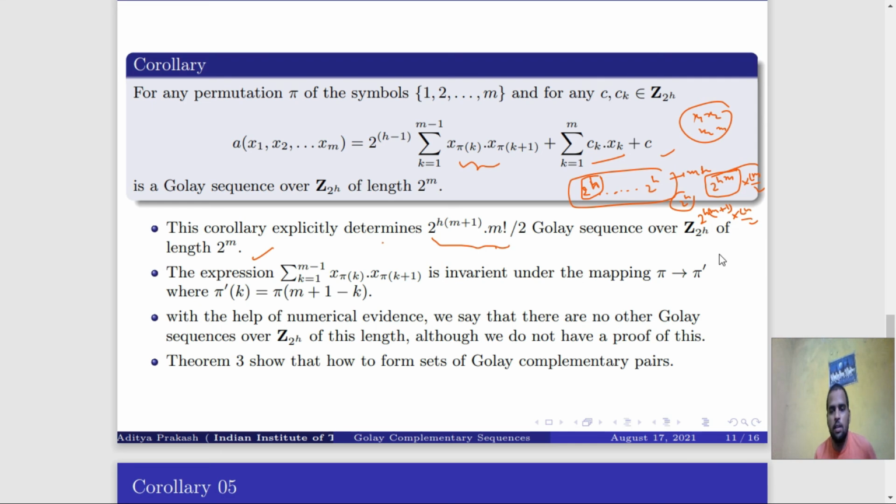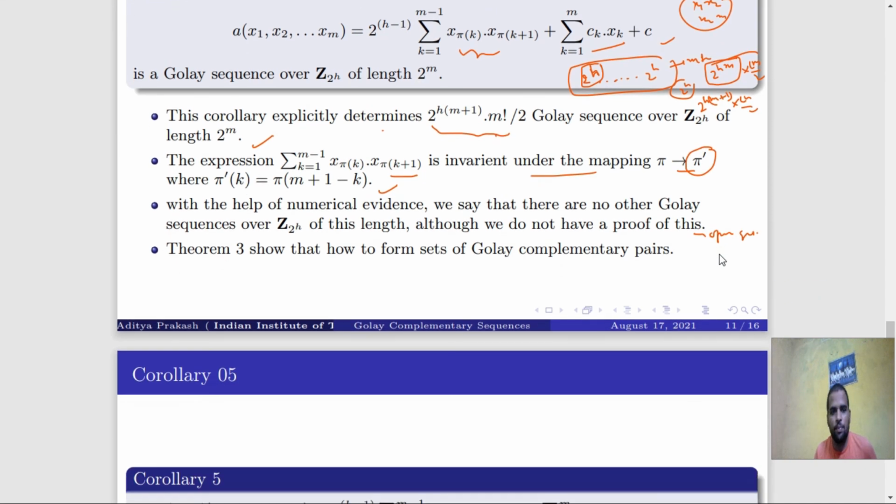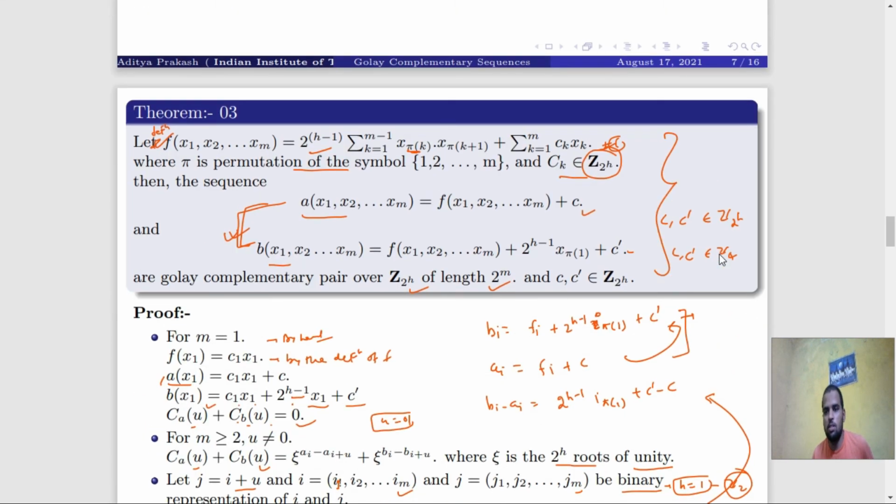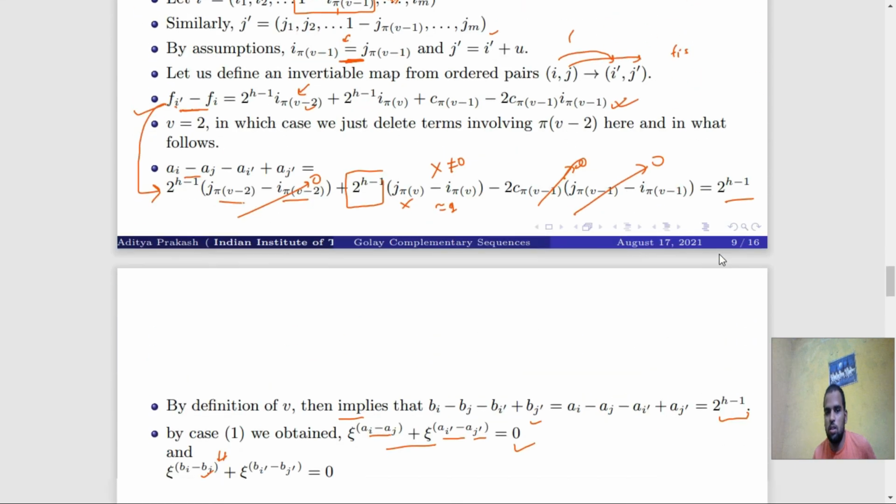Okay, and in a similar fashion we can show that the expression is invariant under pi to pi dash, where pi dash is defined in such a way that pi dash is equal to pi of m plus 1 minus k. With the help of this numerical evidence we say that there are no other Golay sequences over Z 2h of this length, although we do not have a proof of this. This is an open problem, we cannot ignore this. Okay, theorem 3 showed how to form a set of Golay complementary sequences. What is theorem 3? This is theorem 3, and with the help of this you can form Golay complementary sequences.